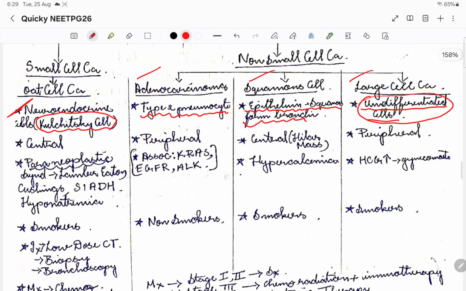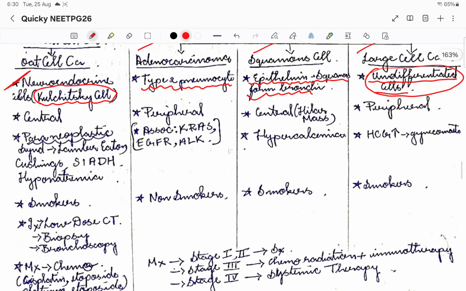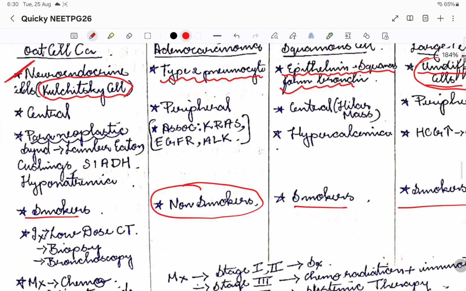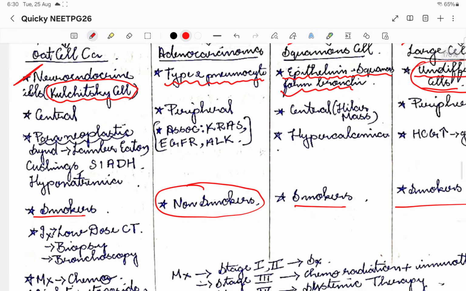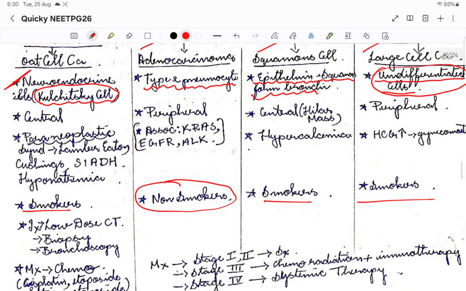Here the main risk factor is smoking: in smokers, it is going to be small cell, squamous cell, and large cell carcinoma. But if he is a non-smoker and has got a lung carcinoma, please note that it is going to be adenocarcinoma. So the highest risk in a non-smoker is adenocarcinoma. It doesn't mean only smokers get lung cancer; even non-smokers will get lung cancer. This is how lung cancers are classified.